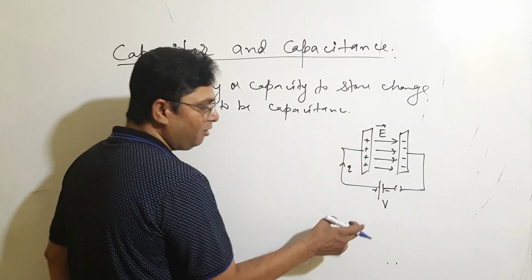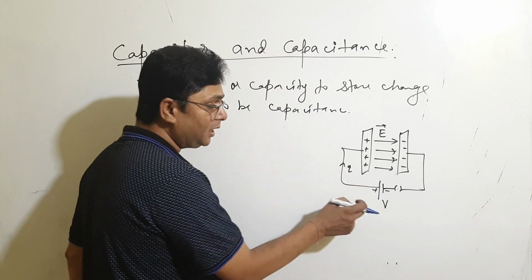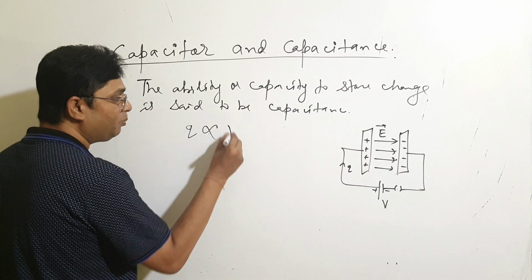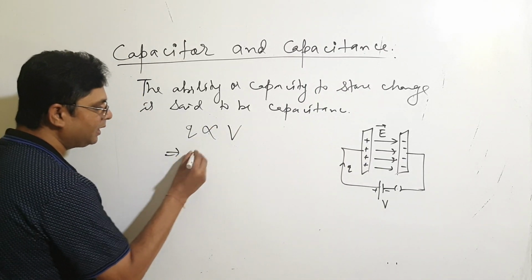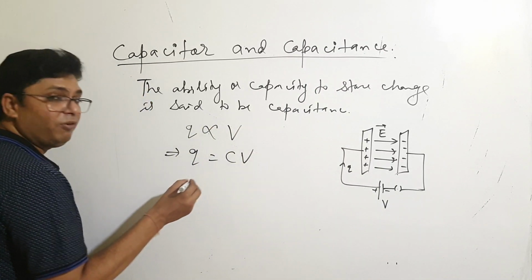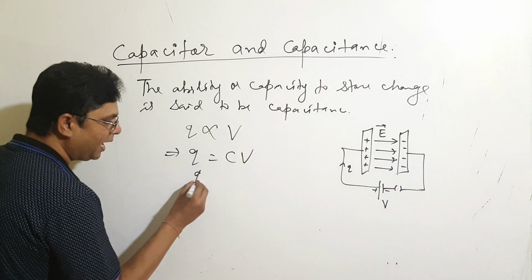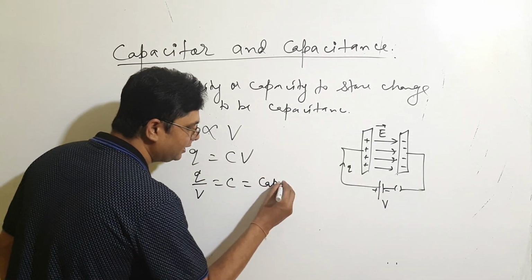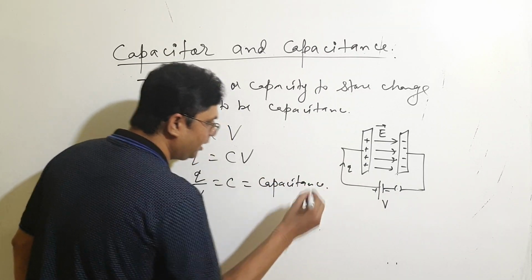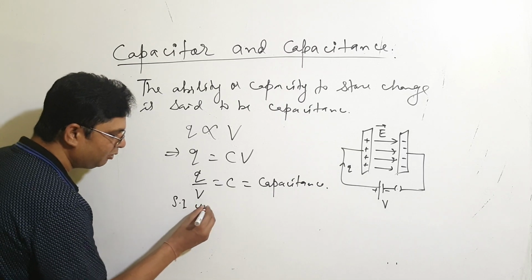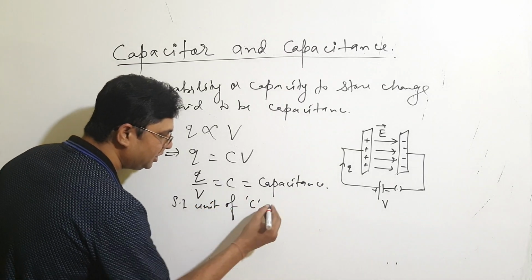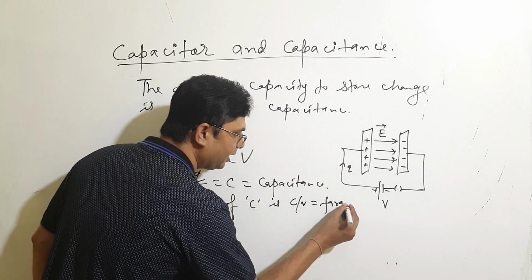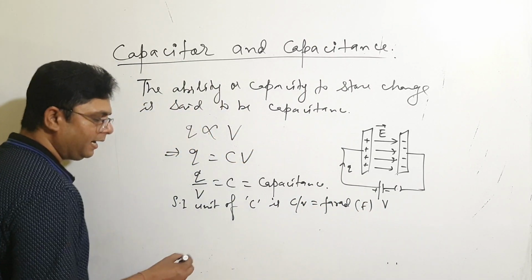Now if we increase potential V, then the charge Q will also increase. So you can say charge Q is directly proportional to V. This means that Q is equal to CV, where C is a constant known as capacitance. So Q by V is equal to C. This is known as capacitance. SI unit of capacitance C is coulomb per volt, which is equal to farad, capital F.